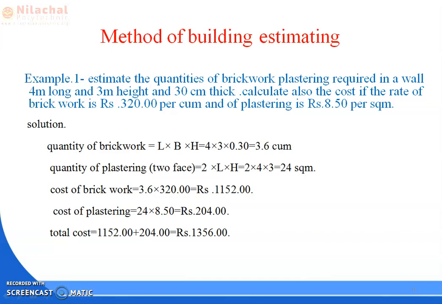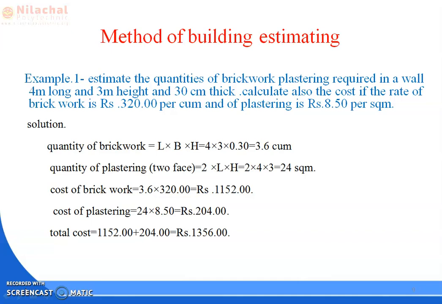Length is equal to 4 meter, height is equal to 3 meter. So 2 into 4 into 3 is equal to 24 square meter. Suppose only one face is given, then we consider only length into height. Here no face is mentioned, and we know plastering contains 2 faces, so the calculation is 2 into length into height. The quantity is 24 square meter.